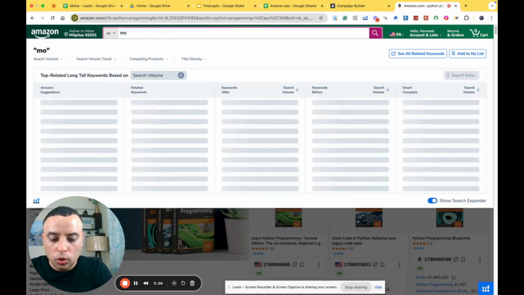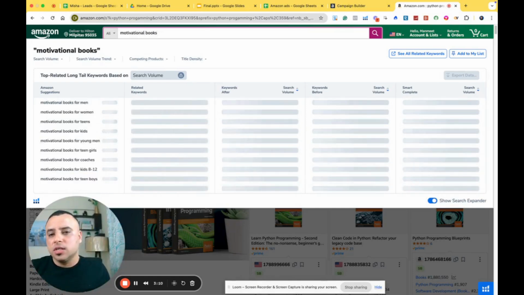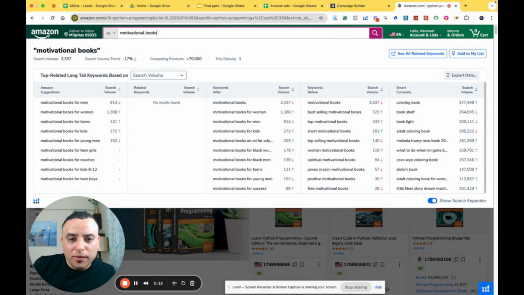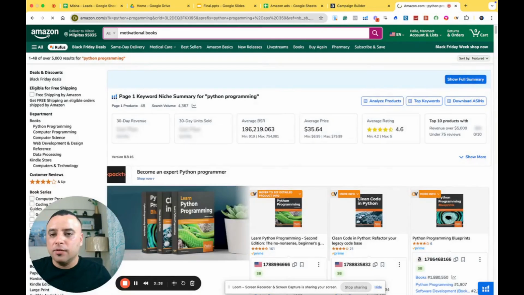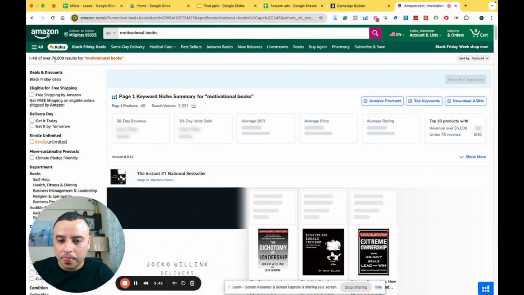So now let's go to some highly competitive niche. For example, if I have a motivational book, and you look at that market size, the motivational books search volume, and this is per month, is 3,300. That's the maximum search volume for a motivational book keyword. There are other keywords, but the keyword motivational books itself has the maximum number here, which is 3,300. If you just do the search, there are about 70,000 books here.